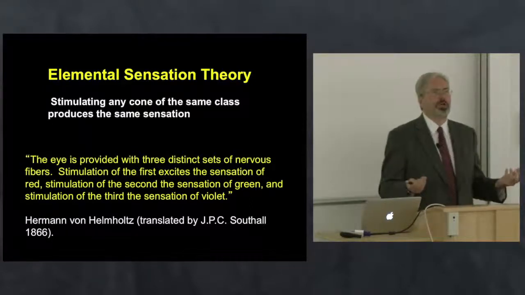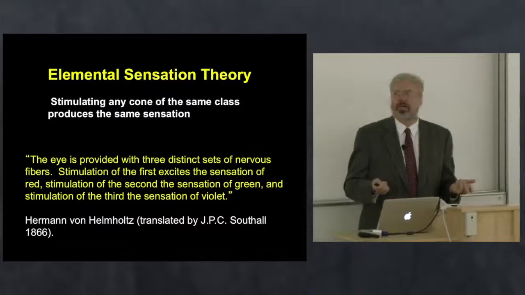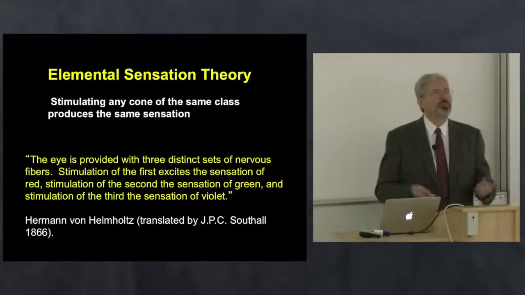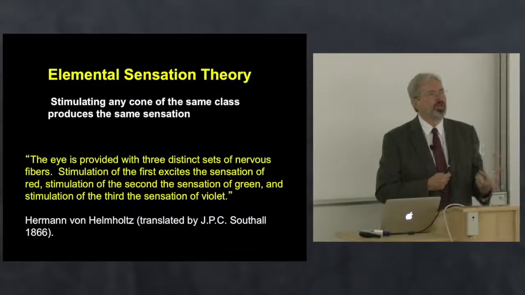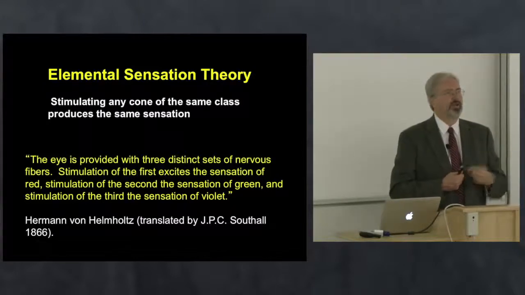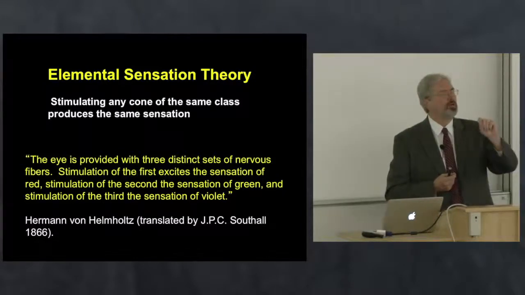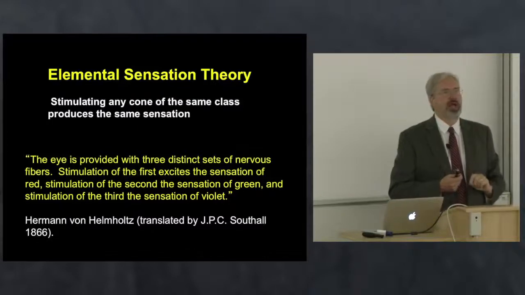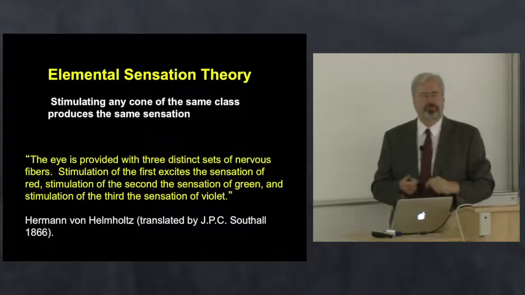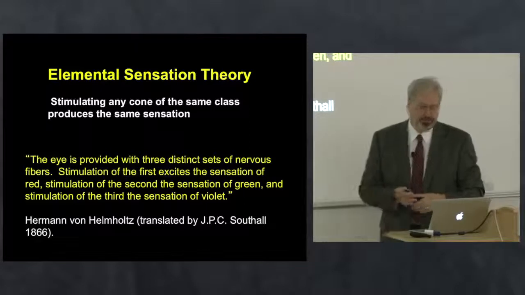So Helmholtz's view, and nearly everybody after him, thought, okay, 3 kinds of cones, each one has its own perceptual experience that's locked to that cone type. And if you were to go and stimulate an L cone at different locations in the retina, every time you get the same color experience. In Helmholtz's view, you get red.